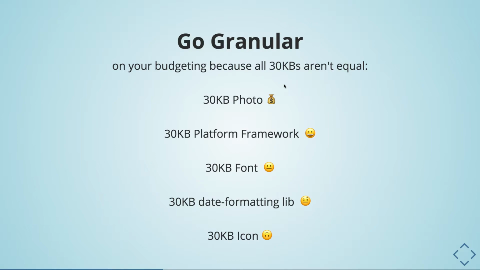And not just by URL. Do it by asset type, right? So let's talk about 30K. A 30K photo is amazing. It's probably never going to happen. That's how amazing it is, right? A 30K platform framework is good. That's reasonable. That's jQuery. That's React. That's Angular. That's a number of things in that kind of range, right? A 30K font, I'm starting to question a little bit whether or not that's good, right? A 30K date formatting library, right? You're going to have a hard time staying under your URL budget if you start doing that. And then, you have a 30K icon. I'm sorry, I can't help you.